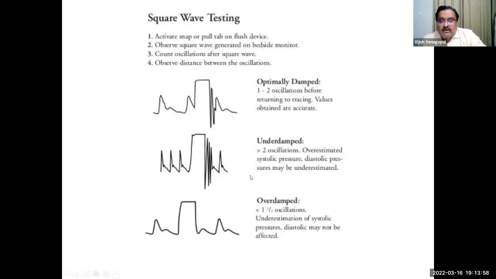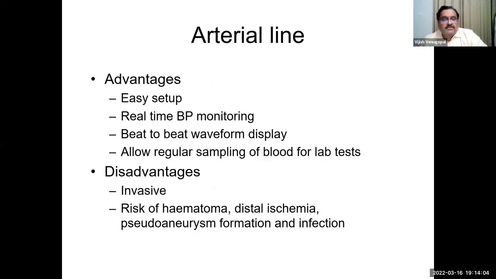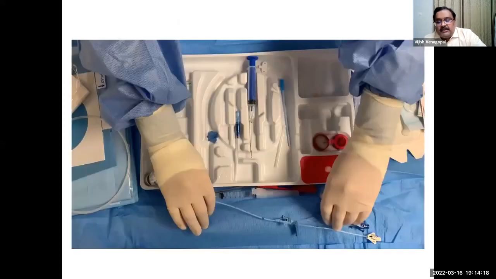If you have less than 1 oscillation, that means it's an overdamped system and there is underestimation of your systolic blood pressure. So the arterial line, it's easy to set up. It's a real-time blood pressure monitoring. There's beat-to-beat waveform display. And the disadvantage is that it's invasive and the complications of risk of hematoma, pseudoaneurysm formation, and infection. Next, we come to the central venous pressure lines.